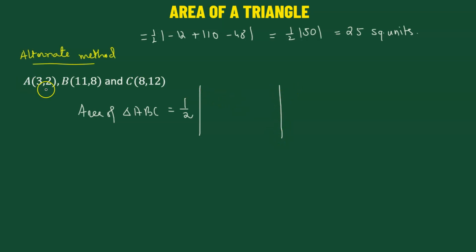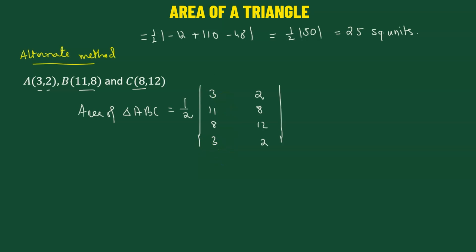Now in the first row, we'll start with the coordinates of A. So that's 3 and 2. Then we put the coordinates of B in the second row. That will be 11 and 8. Then the coordinates of C. So that's 8 and 12. Now that we ended with C, we'll come back to A. Since we started from A, we have to come back to A. So that will be again 3, 2. Meaning if we had started with point B in the first row, the next row will have the coordinates of C, the third row will have the coordinates of A, and finally we'll come back to B since we started with B.